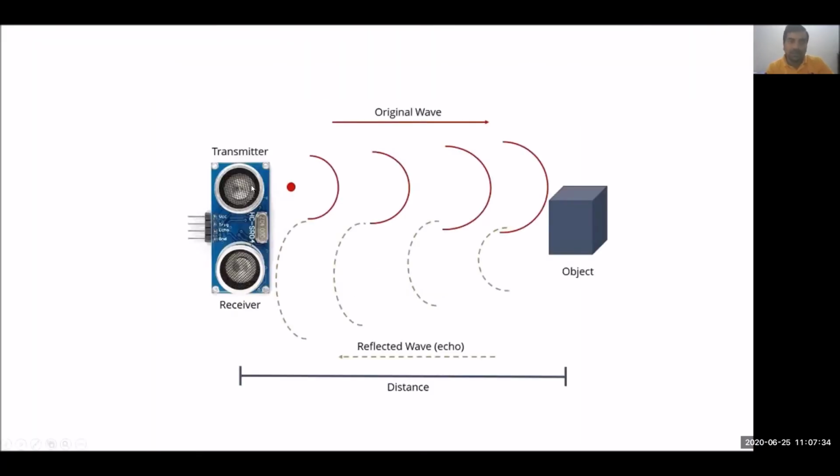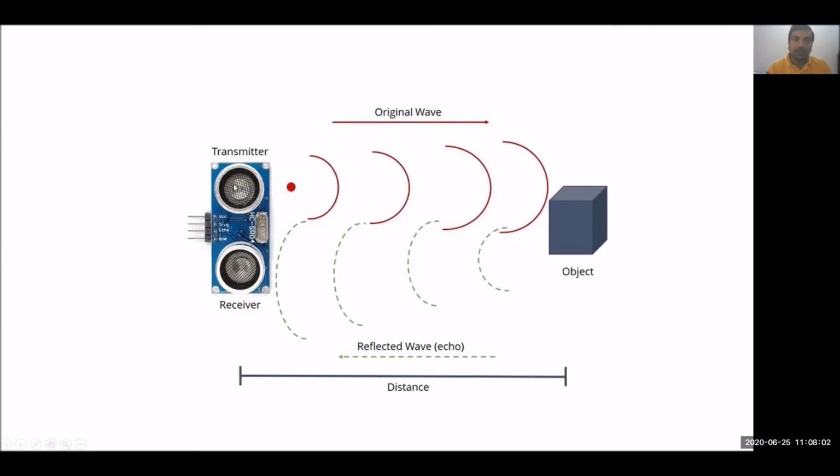So I'll explain about the ultrasonic sensor, which works on the ultrasonic sound range, which we cannot hear. It is beyond our hearing range, but it is a sound wave through which we can measure the distance of the object. So in this picture, you can see here we have the transmitter, this round type, and here we have the receiver.